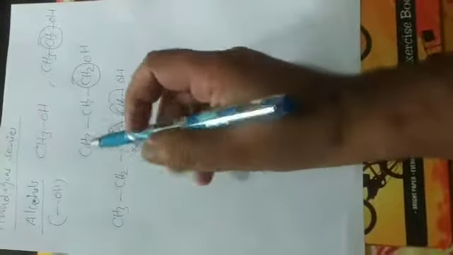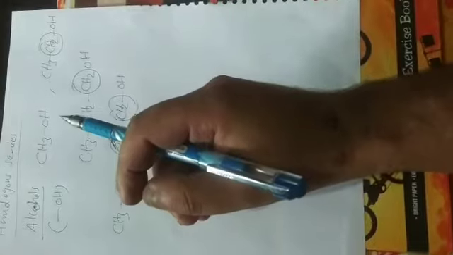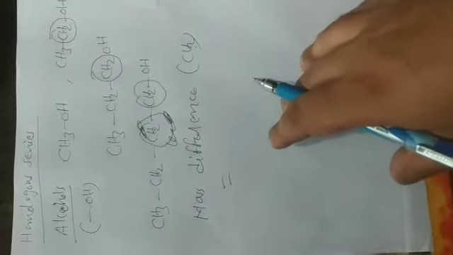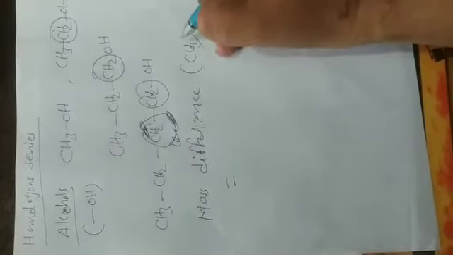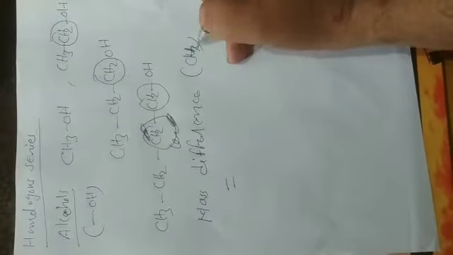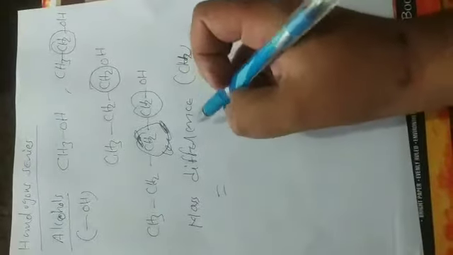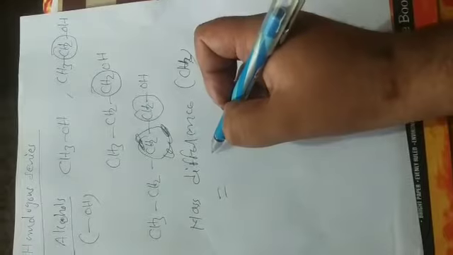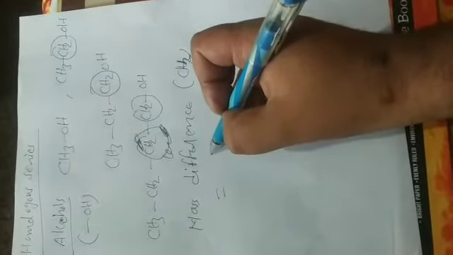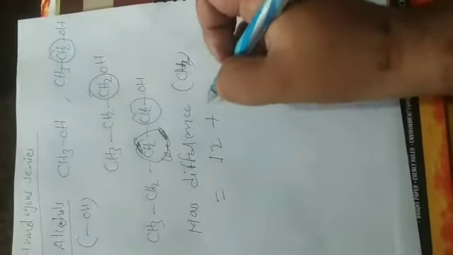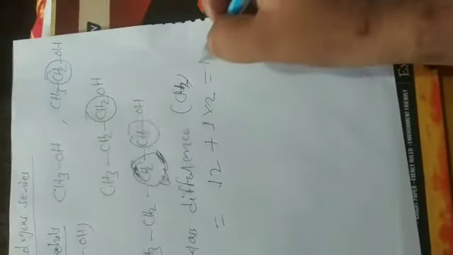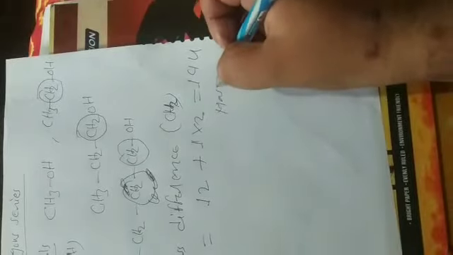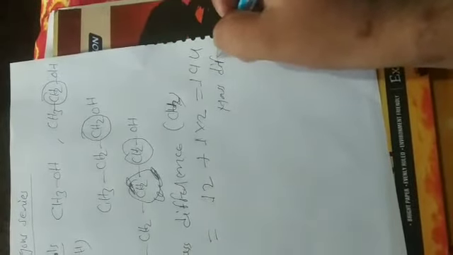As the chain increases, the CH2 group increases. So the mass differs by one CH2 unit. Only one atom of carbon is added, and the mass of carbon is 12 and of two hydrogens is 2, so there is a 14 unit mass difference between members of a homologous series.